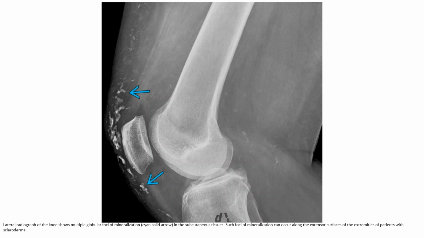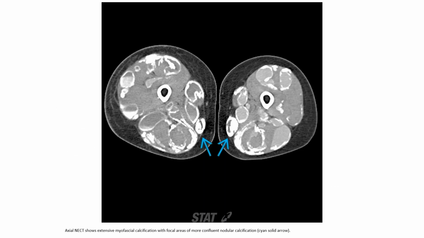Lateral radiograph of the knee shows multiple globular foci of mineralization in the subcutaneous tissue. This mineralization can occur along extensive surfaces of the extremity in patients with scleroderma. Axial non-contrast CT shows extensive myofascial calcification, with focal areas of more confluent nodular calcification.